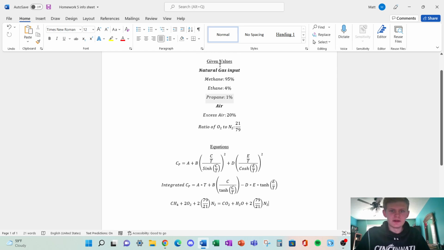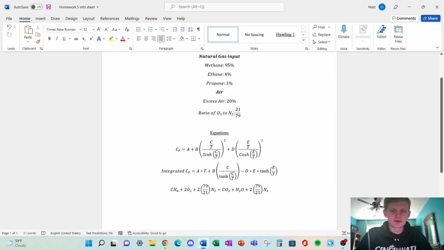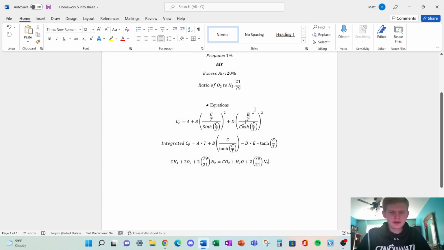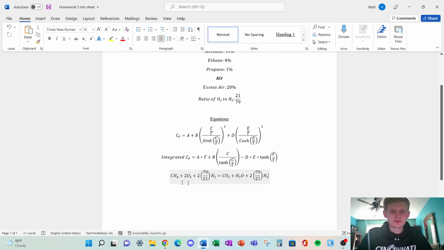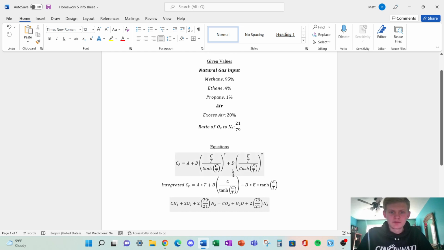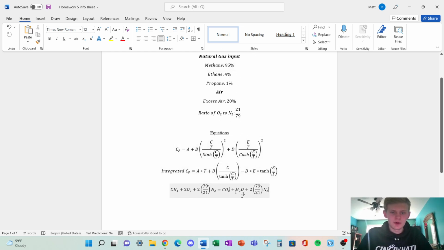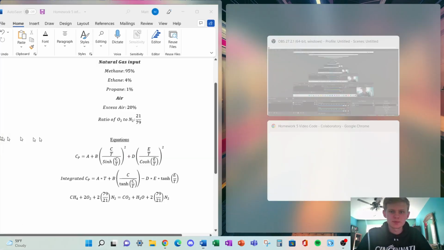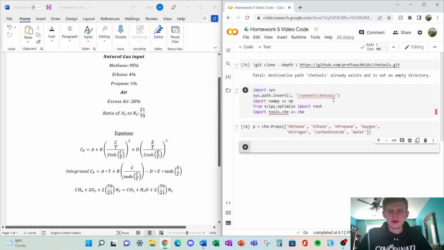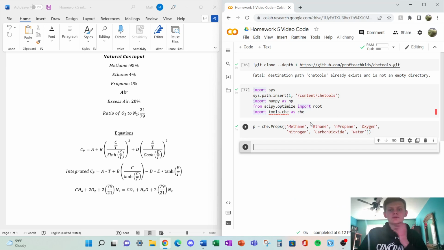Just going down the list of our natural gas inputs, as a reminder, we have our methane of 95%, our ethane of 4%, and our propane of 1%. For our air, we have an excess air of 20%, and we also have our ratio of oxygen to nitrogen. And down here, we just have our methane reaction, which we're going to use as a reminder for our reaction. From here, we can split our screen and go to our coding, our code laboratory.